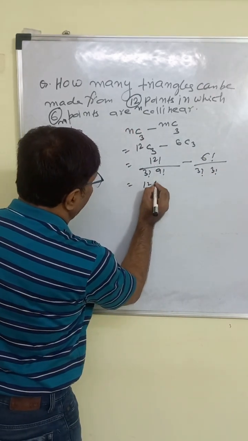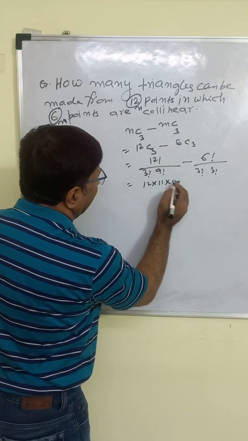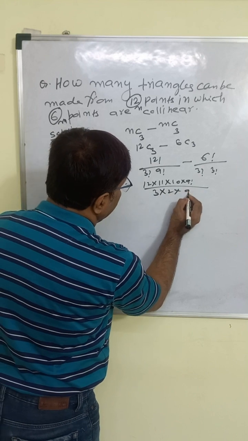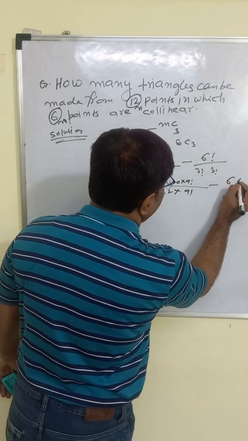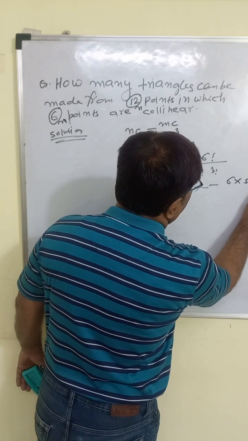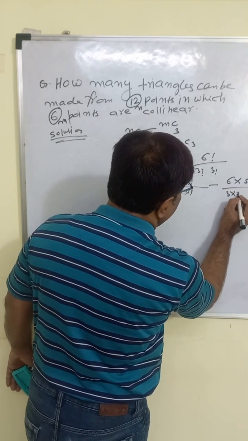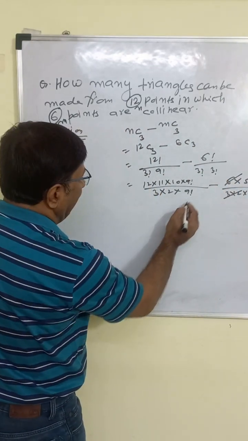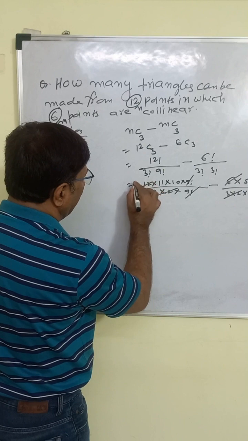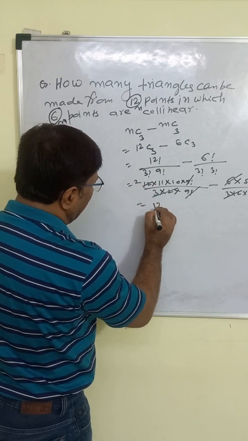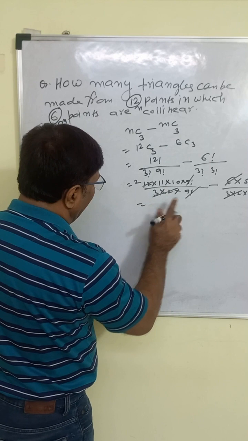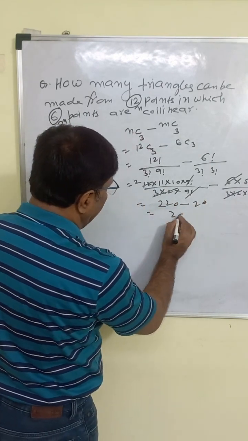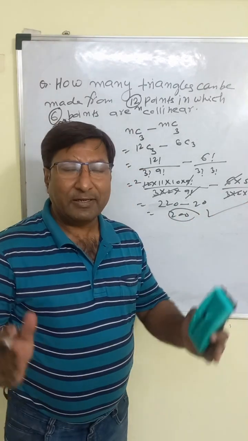Now we can solve: 12 into 11 into 10 and 9 factorial, stop. Here 3 into 2 and 9 factorial. And minus 6 into 5 into 4 into 3 factorial, stop, and here 3 into 2 into 3 factorial. So the factorials cancel, 3 2s are 6 cancel. Here 9 factorial cancels, 6 2s are 12, so 11 2s are 22. We will get 220, minus 5 4s are 20. So we will get 200. So our correct answer is 200.